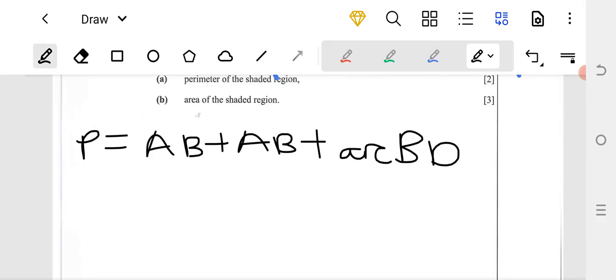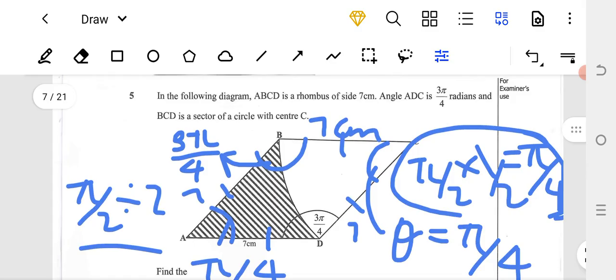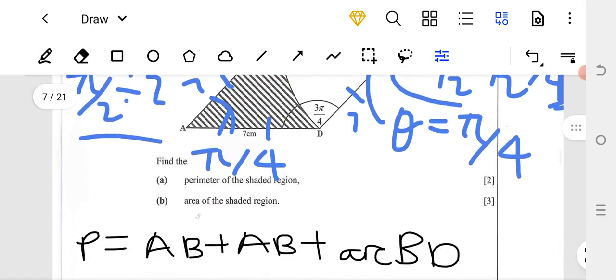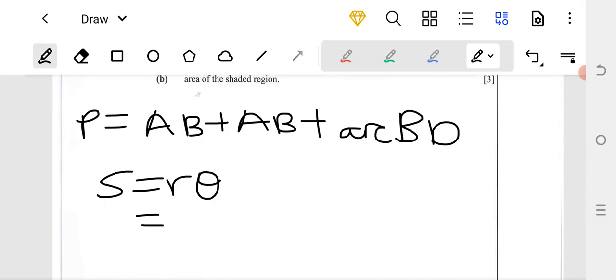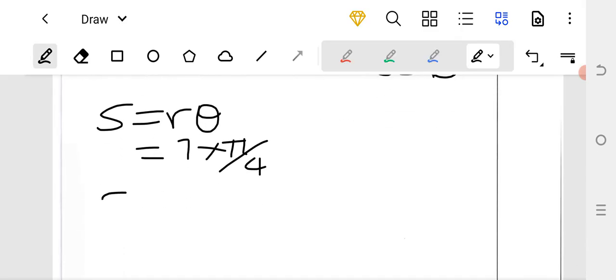So to find the arc BD, we're going to say S is equal to R theta. We know the radius, so we're talking about this arc. Maybe you might be confused. The arc here. Okay, so it is 7 centimeters long, and then the angle we found is pi over 4. S is equal to 7 multiplied by pi over 4. Correct your answer to 4 decimal places.